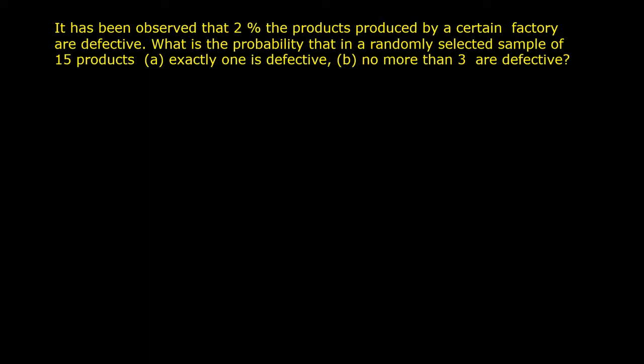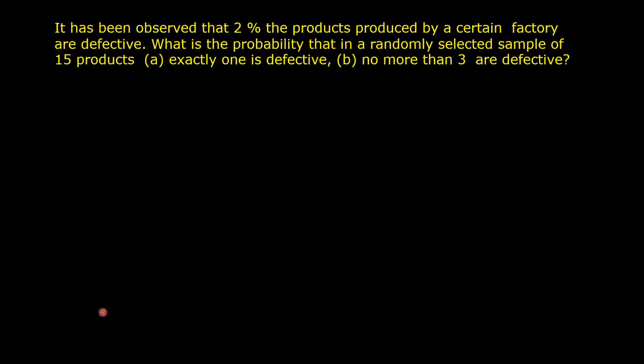This is a binomial probability distribution problem. Let us read it. It has been observed that 2% of the products produced by a certain factory are defective. What is the probability that in a randomly selected sample of 15 products, letter A, exactly one is defective, and letter B, no more than 3 are defective?